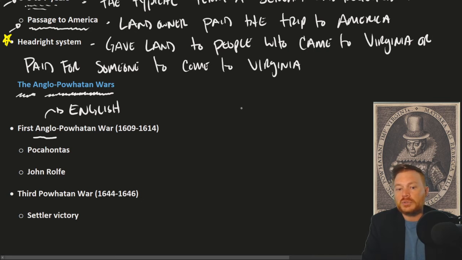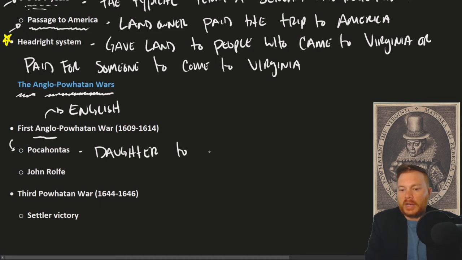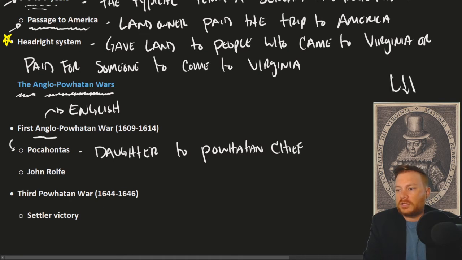There were 3 wars in total. The first war is where Pocahontas, who was the daughter to the Powhatan chief. See her pictured here. Pocahontas was responsible for maintaining peace between the settlers and the Powhatan Indians in this first conflict. So, daughter to Powhatan chief, we'll just say made peace.